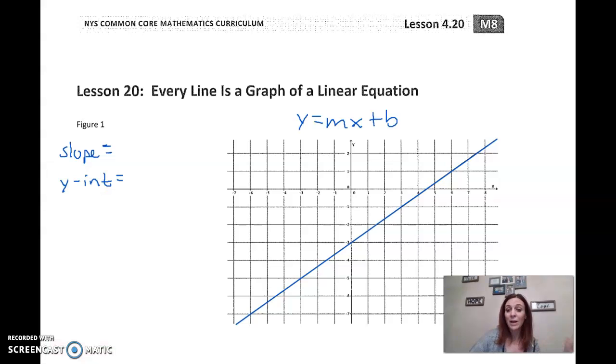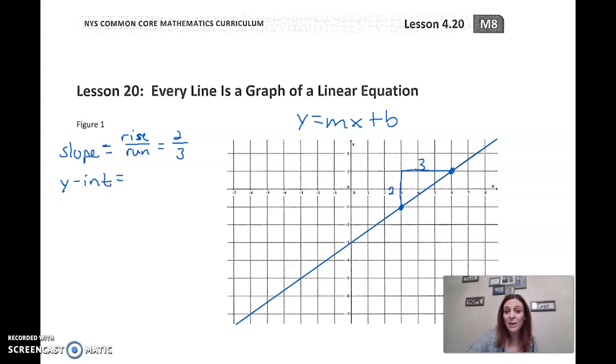So my slope, again, pick any 2 points on the graph. So maybe right here to right here. I'm going to rise 1, 2, and I'm going to run 1, 2, 3. So remember, our rise over run is I'm rising 2, I'm running 3.